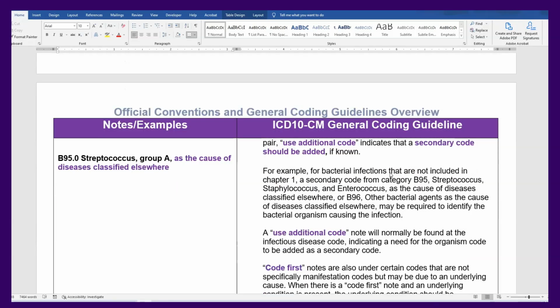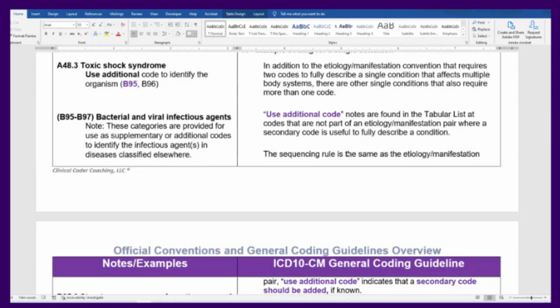For example, for bacterial infections that are not included in Chapter 1, a secondary code from B95, Streptococcus, Staphylococcus, or Enterococcus as the cause of diseases classified elsewhere, or B96 for other bacterial agents as the cause of diseases classified elsewhere. So in this example, we have toxic shock syndrome. This is in the tabular, we have a note here that reminds us, use an additional code to identify the organism. And in our case, that would be B95.